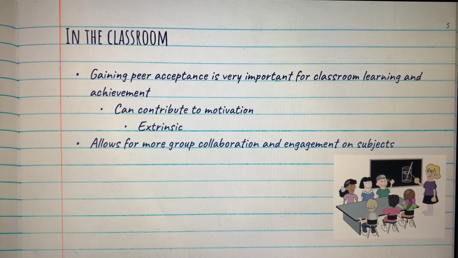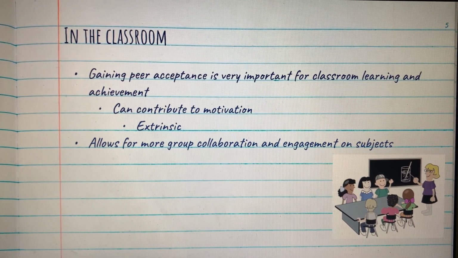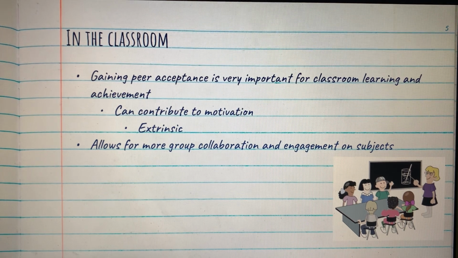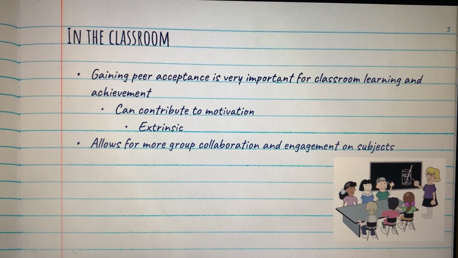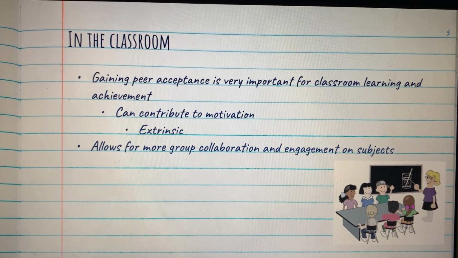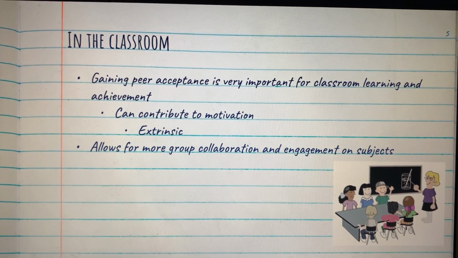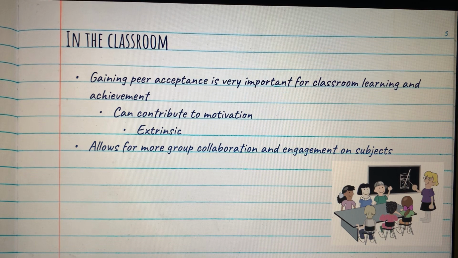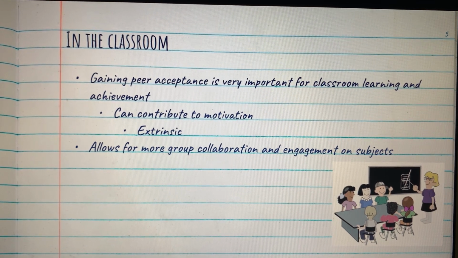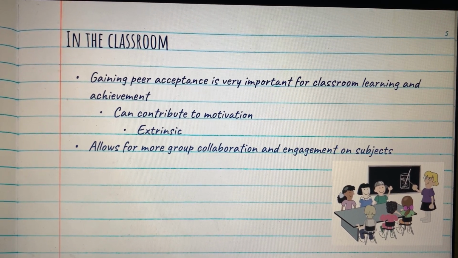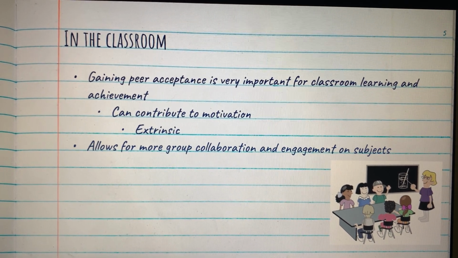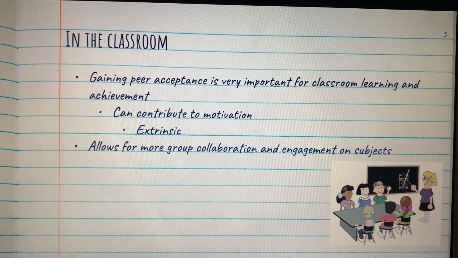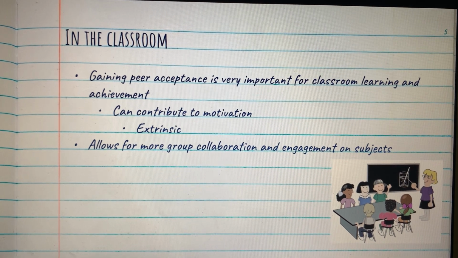So in the classroom context, the classroom is a very social place, and it's one of the first places children begin to grow and develop social relationships besides their own family dynamics. So the family is their first interaction with how different social interactions happen, and then that shifts when they move into the classroom. In the classroom, gaining peer acceptance is very important for classroom learning and achievement.